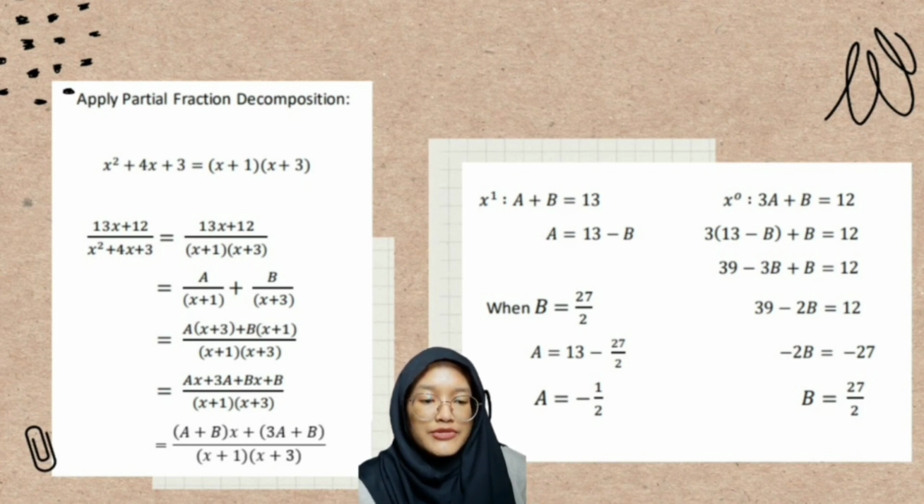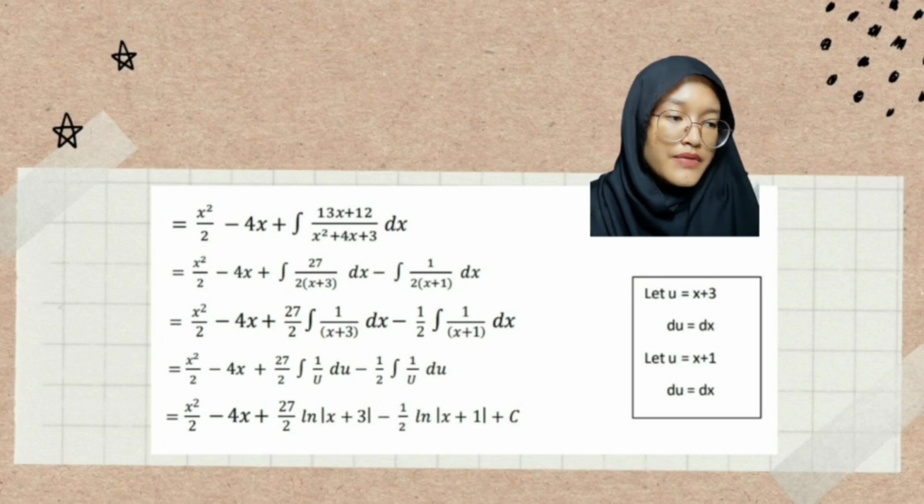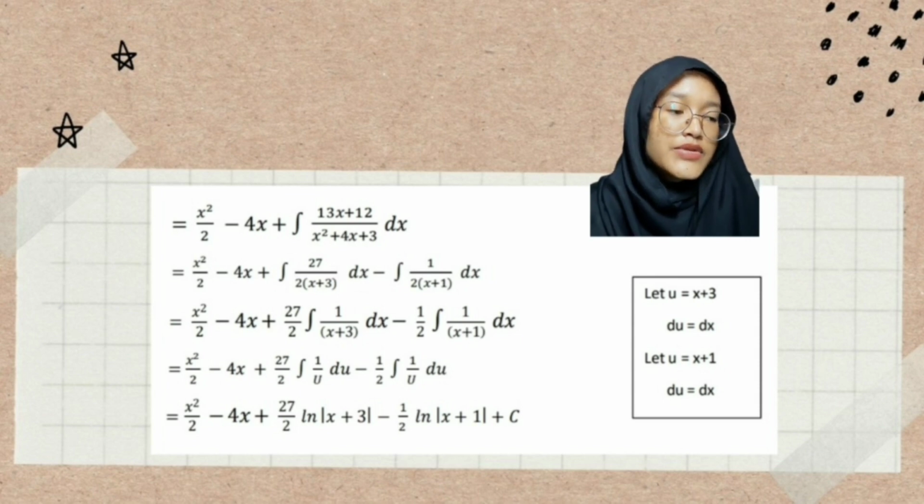Then we get a equal to negative 1 over 2 and b equal to 27 over 2. So we substitute the a and b values into the equation. Then we solve the integration for a and b. The 27 over 2 and negative 1 over 2 will be brought outside of the integral, and for 1 over x plus 3 we let u equal x plus 3. So du equals dx. So 27 over 2 times the integral of 1 over u du.